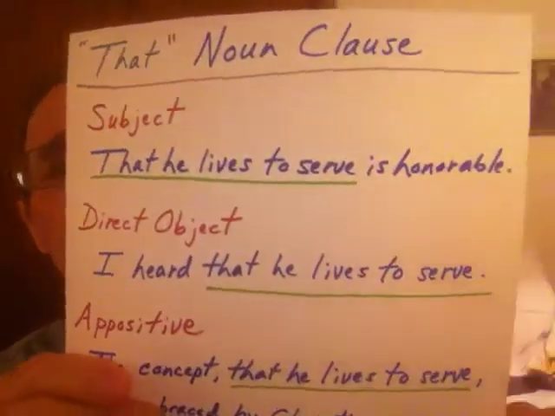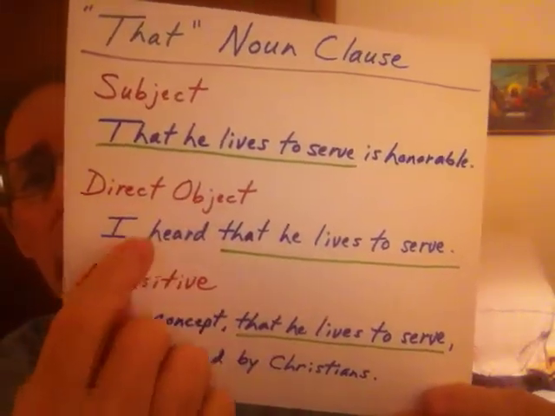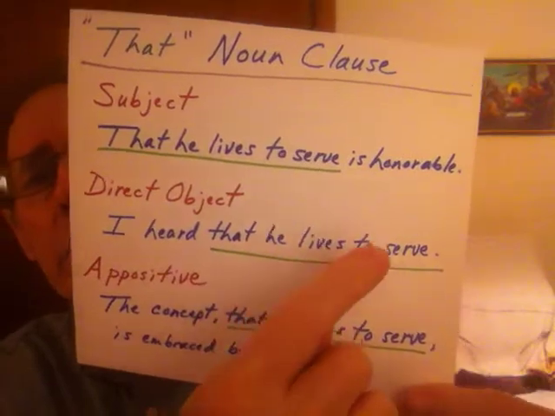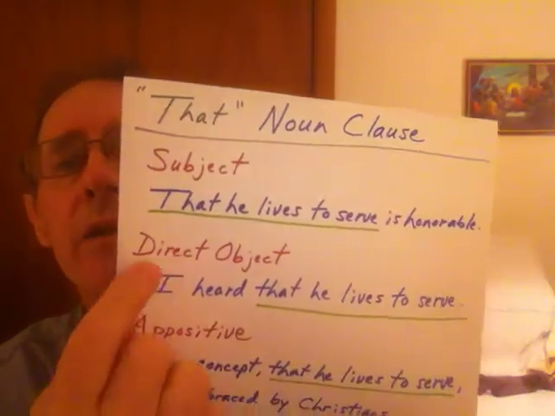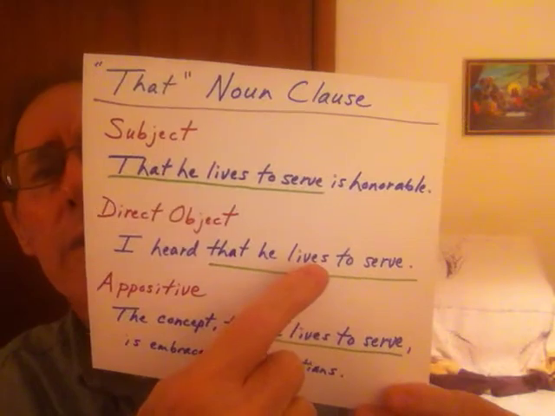Now, the same noun clause can be used as a direct object. I heard that he lives to serve, or I heard that he lives to serve humankind. In other words, serve people. So that's a direct object. That's pretty clear. Same clause, same exact words.